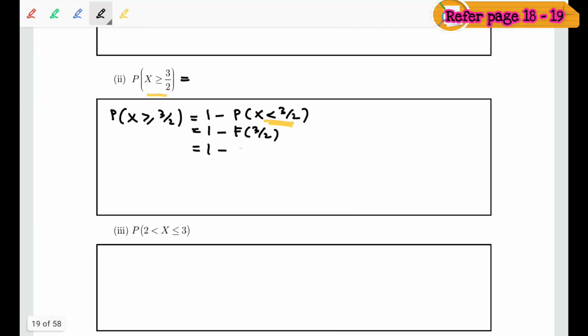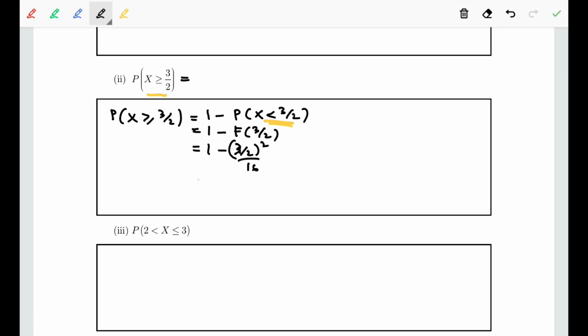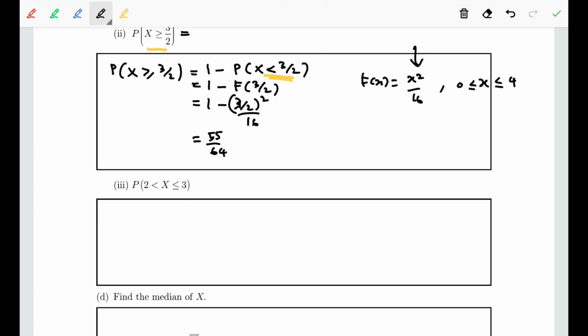So 1 minus 3 over 2 squared over 16. We substitute into this function, x squared over 16, which is for x greater than 0 and less than or equal to 4. Then calculate, and at the end you will get 55 over 64. Okay, and proceed with the next.